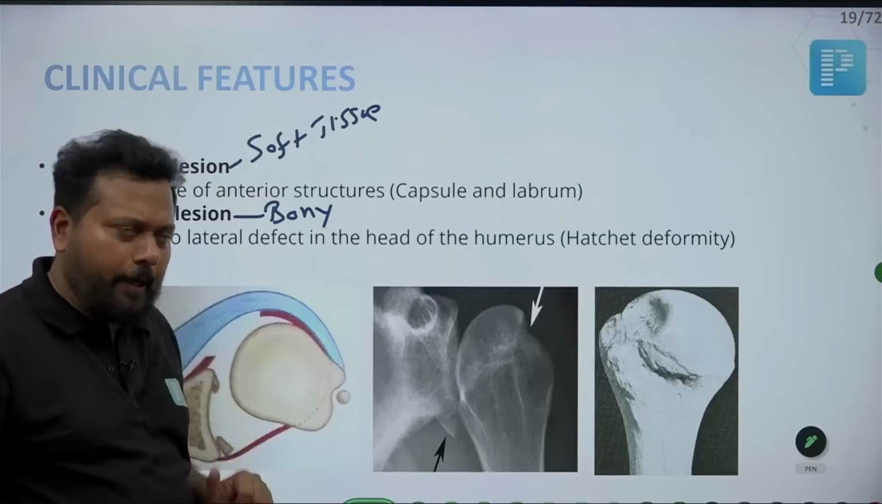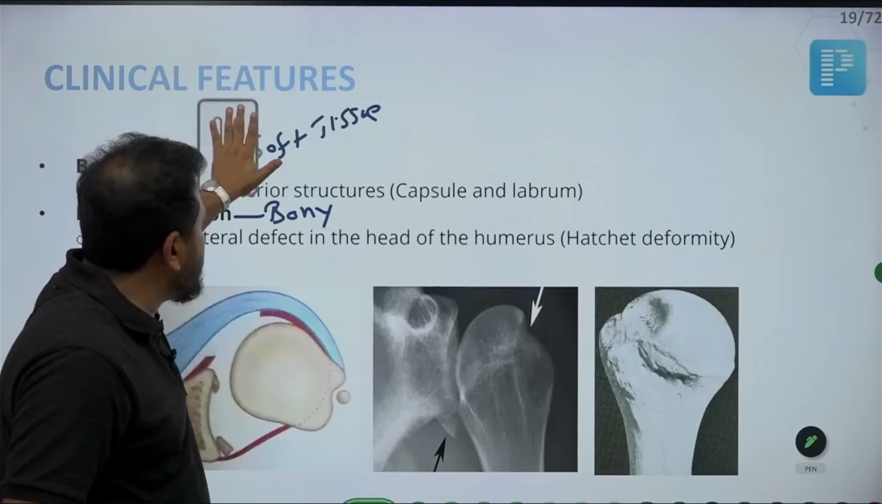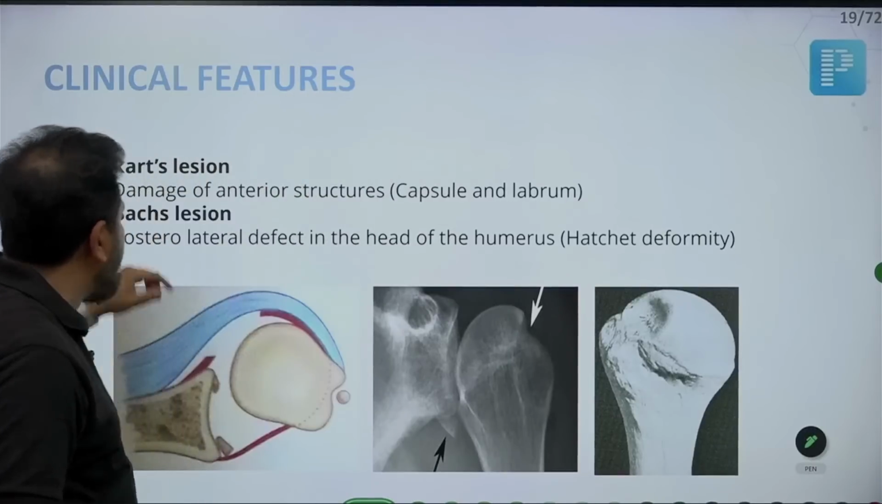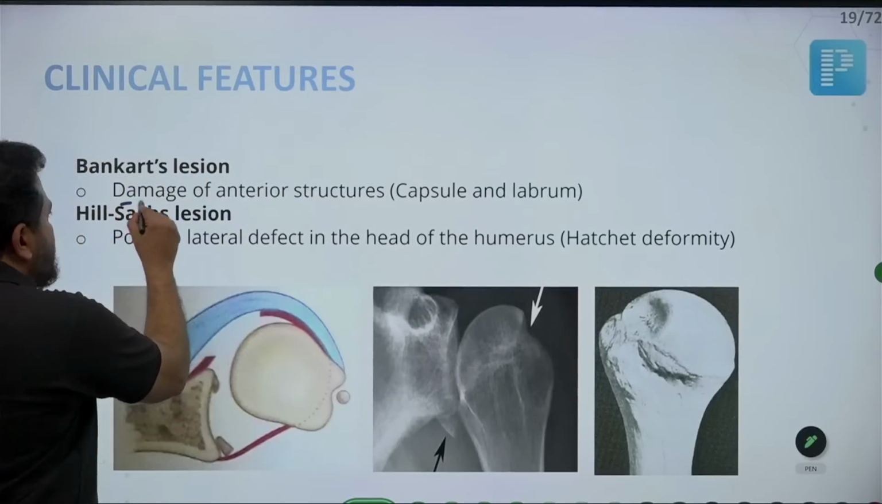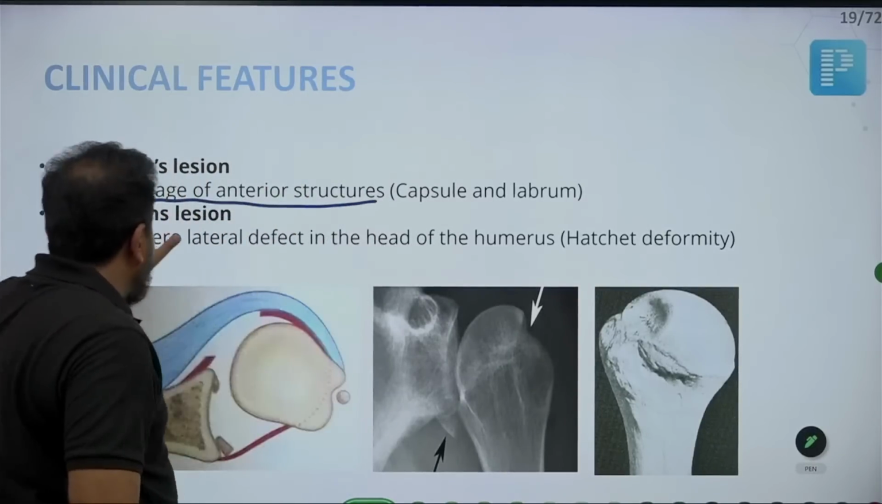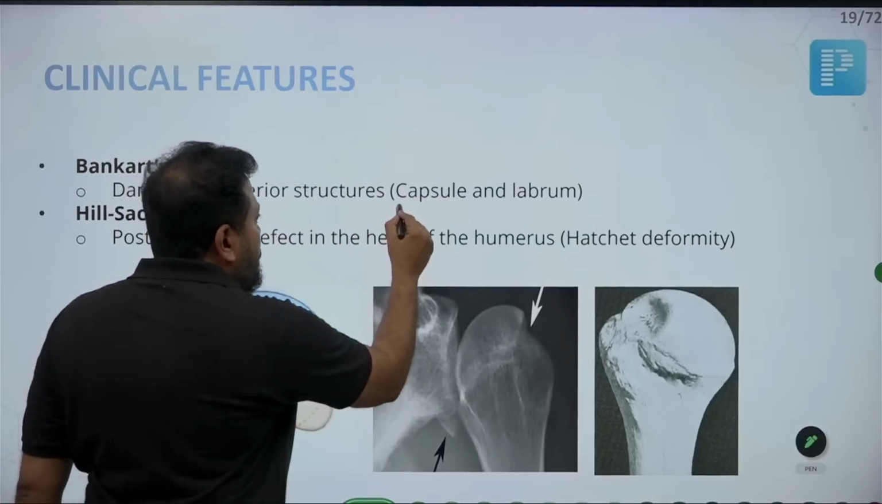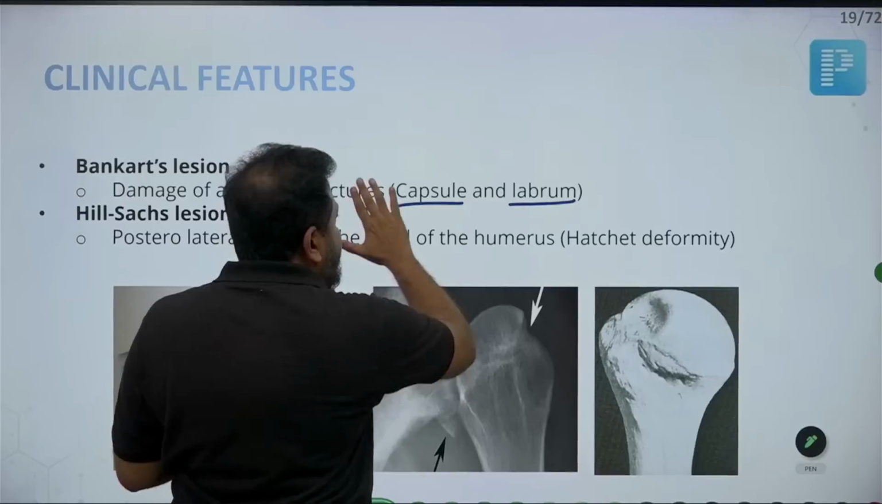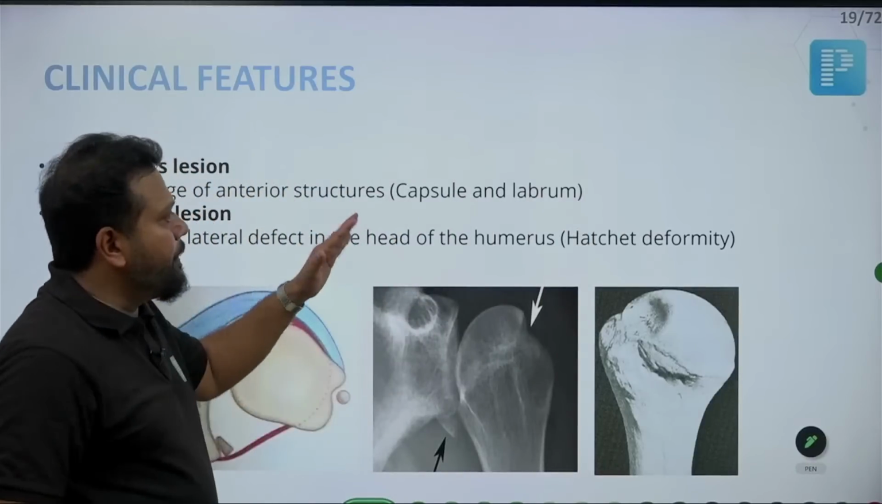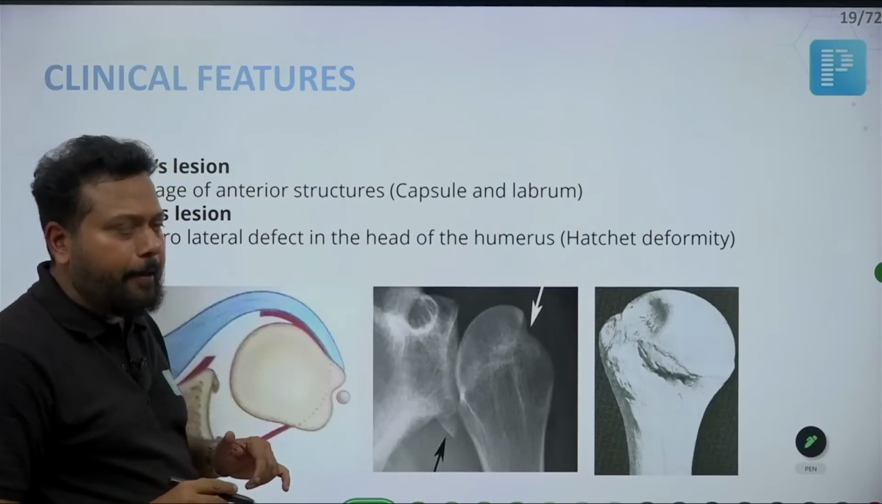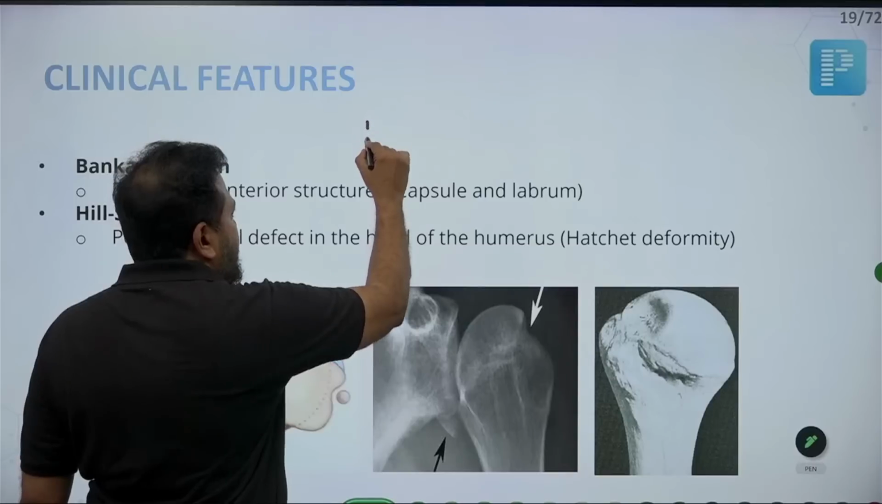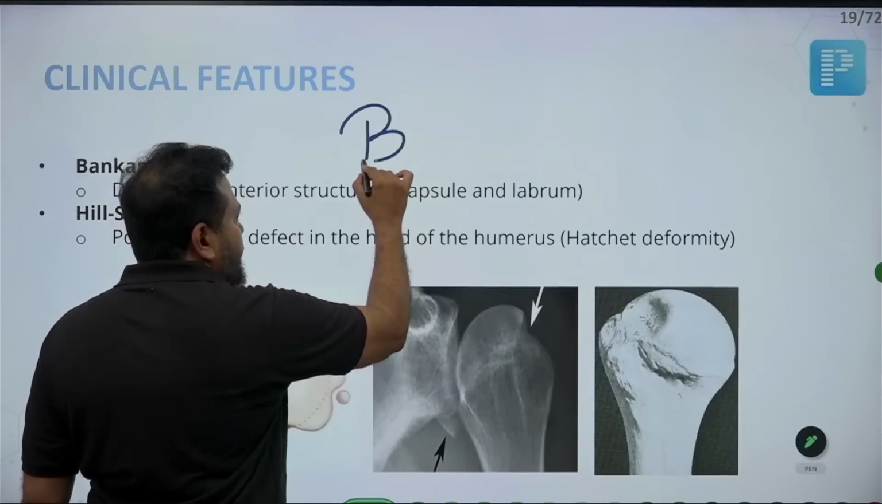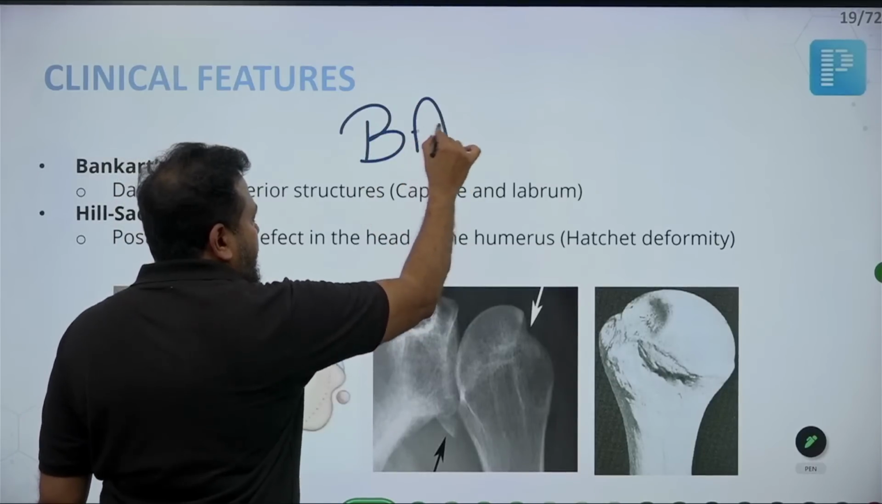Okay, what is this? What soft tissue lesion is happening in Bankart's? It is damage that is happening to the anterior structures. Anterior structure means capsule and labrum. Which part of the anterior structure is it happening in? I always used to have a mnemonic. B stands for Bankart's, A-I.